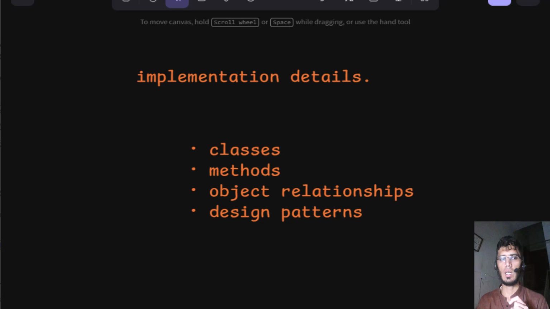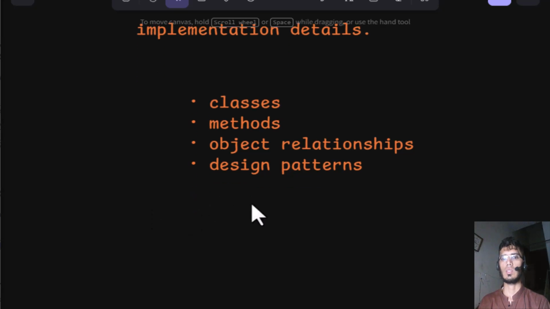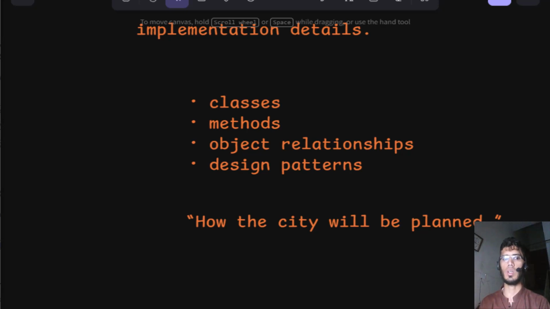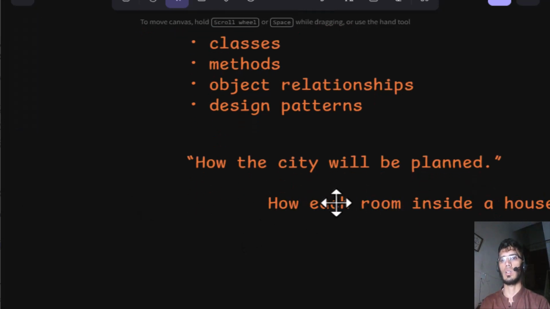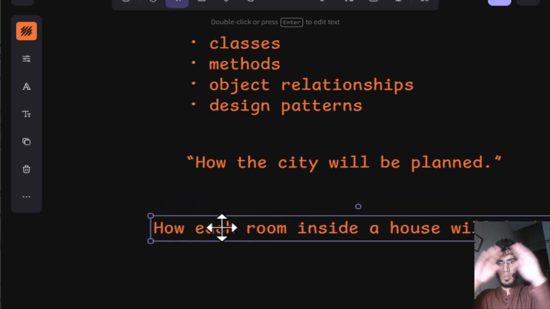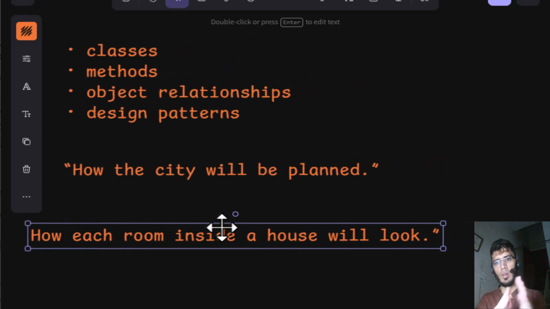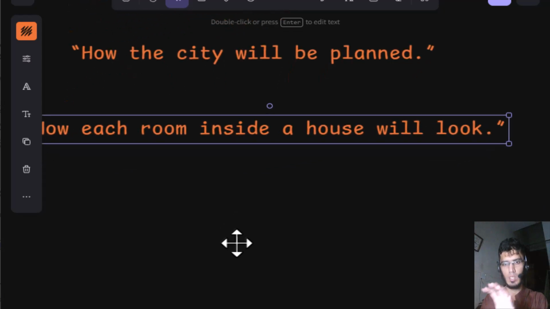A simple analogy is that high level design is how the city will be planned, whereas low level design is how each room in a house will look. Like how the university campus will be planned, there will be electricity, there will be a security guard, how the rooms will be managed, whereas how each room of a building will look, whether it will be aesthetic or not. So this is the implementation detail. We are focusing on one thing, one niche.